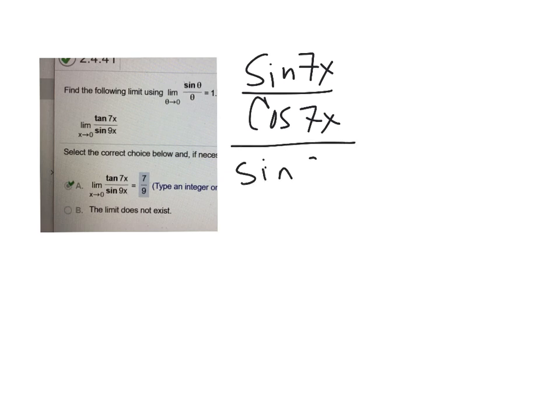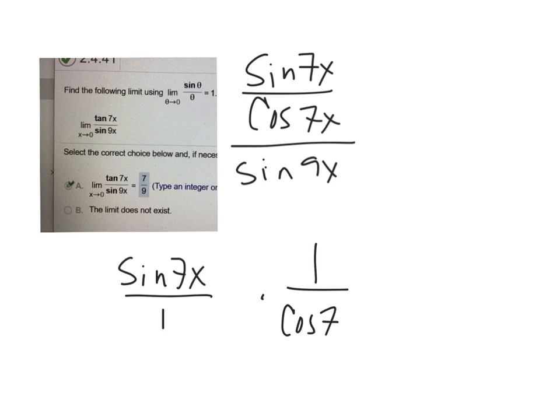So why don't I rewrite tan 7x as sine 7x over cosine 7x. That's the same thing as tangent 7x. And of course, that's all over that sine 9x. So now I'm going to break this out into three different fractions. So I've got sine 7x over 1 times 1 over cosine 7x. That's from the numerator. And now I'm dividing this by sine 9x, right? That's what the fraction means. So when I divide, I take the reciprocal, right? So 1 over sine 9x.